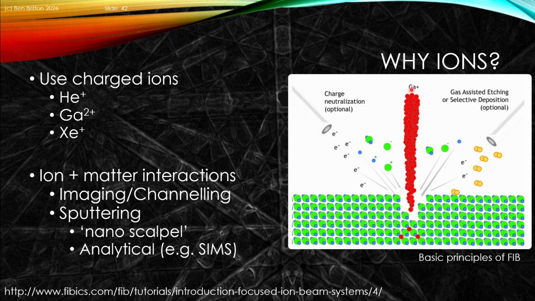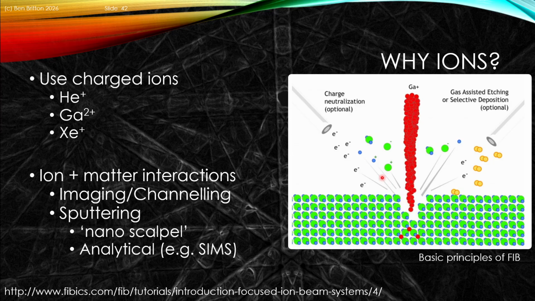We can also interact with the gallium, or the incident ion structure, to neutralize the charge, and that can be useful to keep the ions hitting the same point so we don't get deflection or local lensing of the FIB. We can also use gas-assisted etching or deposition methods using the gas injection system to help modify the surface.